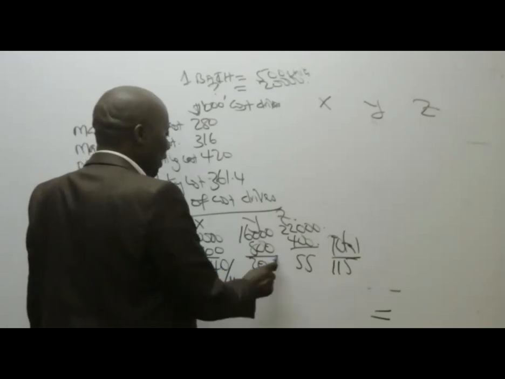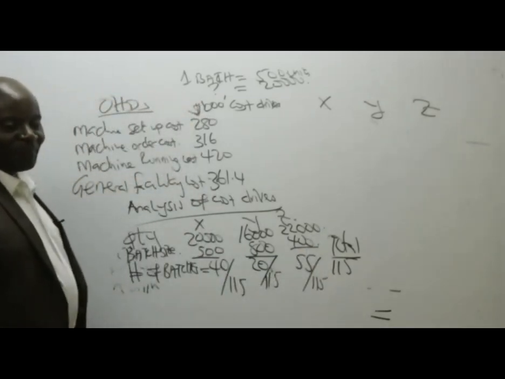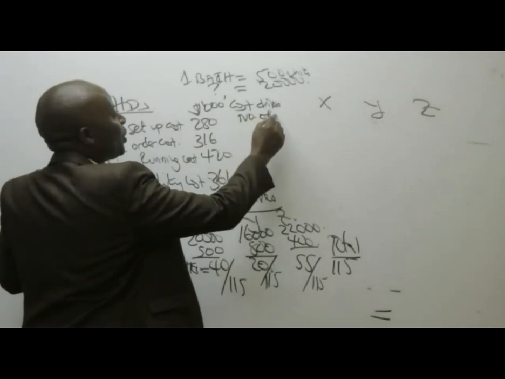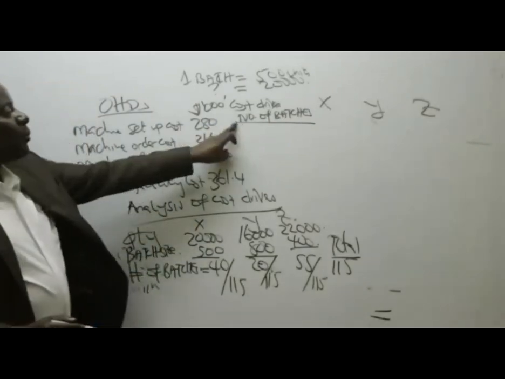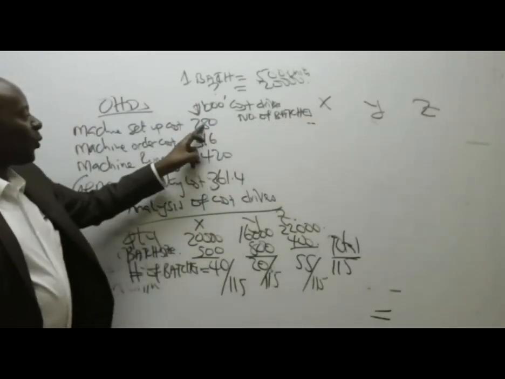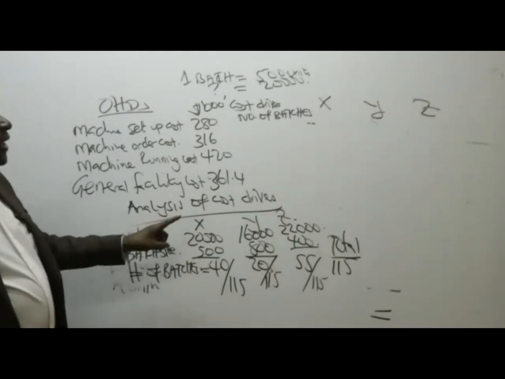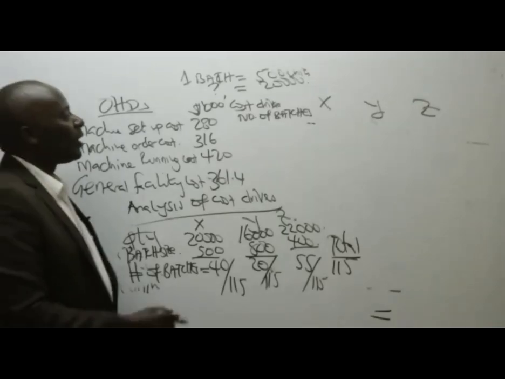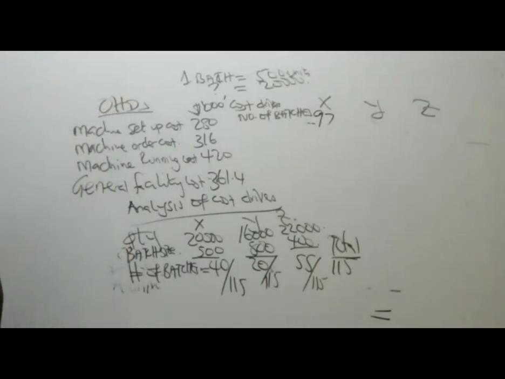It will be 40 over 115, 20 over 115, and 55 over 115, like that. So this 280 requires number of batches as the trigger, as the proration metric. If it is X, it will take 280 times the X proportion. If it is Y, it will take 280 times the Y proportion. The first one should be 97 something.